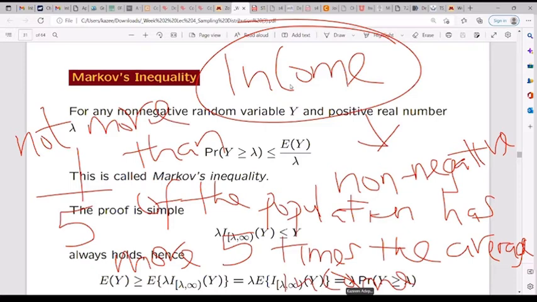Not more than 1/5 of the population has more than 5 times the average income. If I want to generalize, I'm going to say not more than 1/lambda of the population has more than lambda times the average income. That's exactly what we mean. We're using this to place a bound. We actually use a Markov inequality.